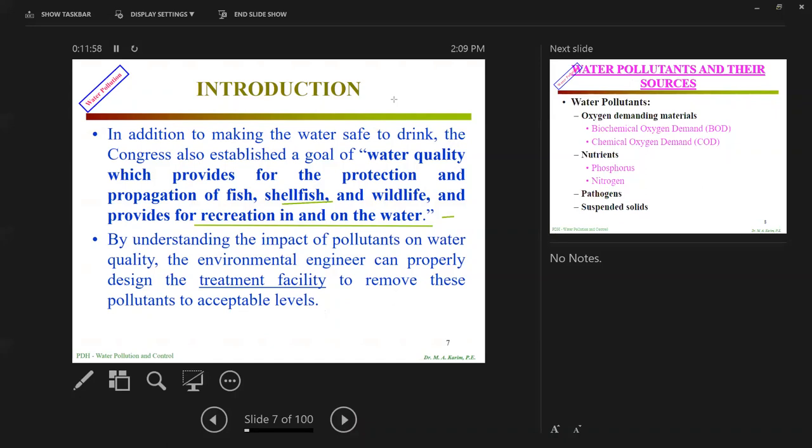By understanding the impact of pollutants on water quality, the environmental engineer can properly design the treatment facility to remove these pollutants to acceptable levels. So that's why we need a wastewater treatment plant in this case, because if we don't have one, then we just discharge the wastewater directly to the river or lake or ocean, and then probably it will not be self-purified. So that's the main reason we have to do treatment, so it can come back to the original quality.